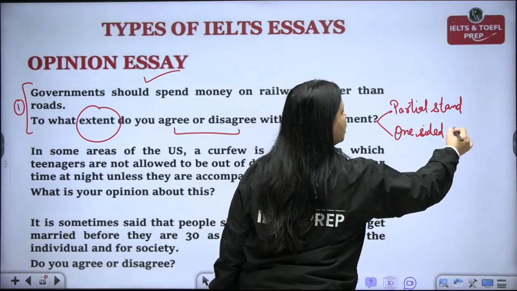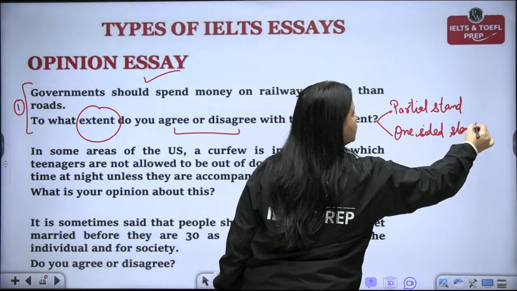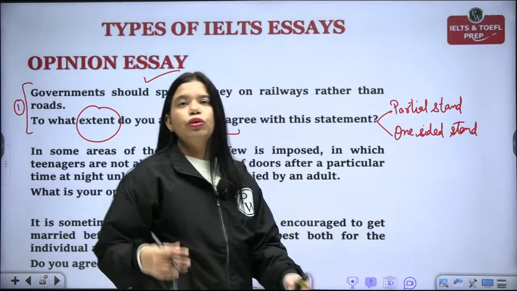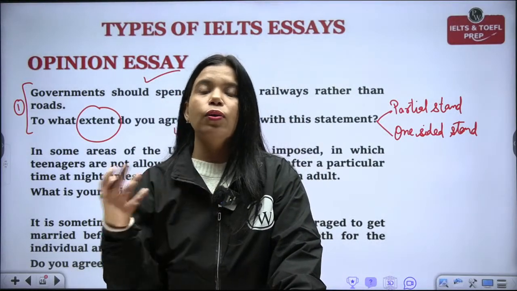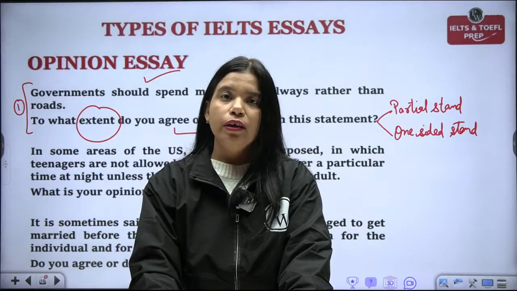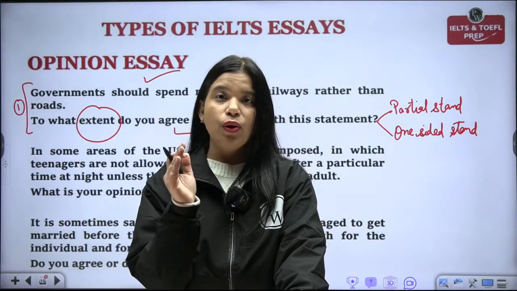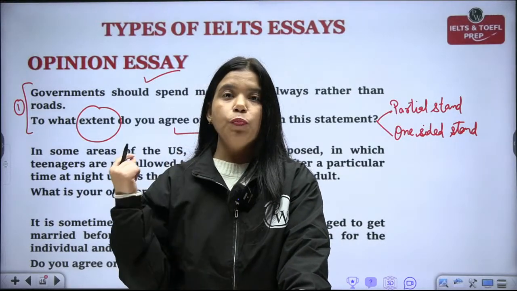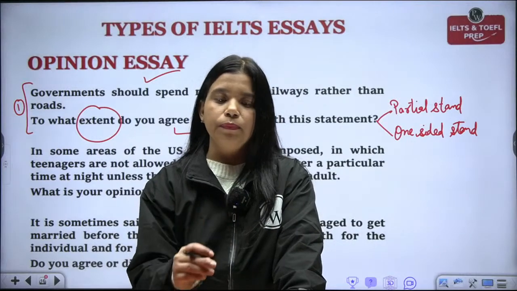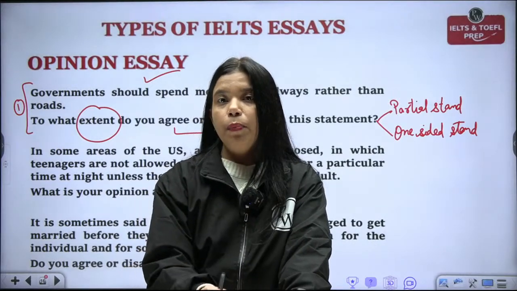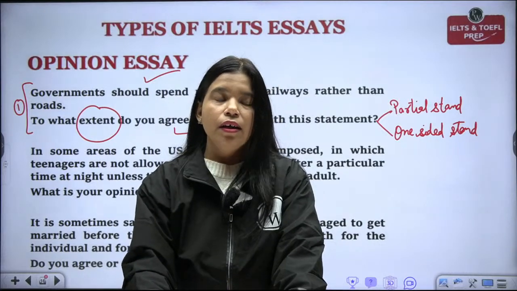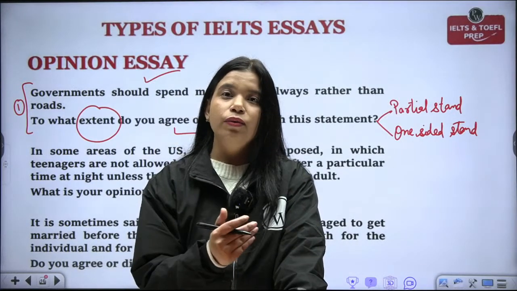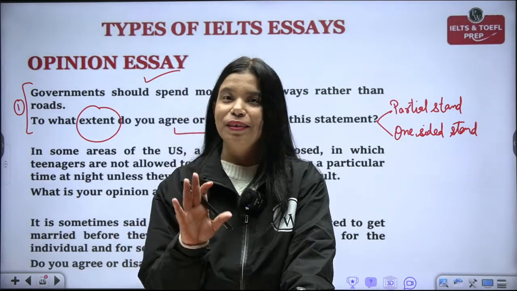One-sided stand means आप बोल रहे हो कि नहीं, roads are a priority. Roads should be a priority for governments to spend money on. या फिर आप बोल रहे हो trains should be a priority for governments to spend money on. Now you are taking a one-sided stand. So इस possibility में वो हम कर सकते हैं. That is our choice कि हमें partial stand लेना है या फिर हमें clear cut one-sided stand लेना है. And दोनों cases में ऐसे कैसे develop होगा? In the coming classes, not today.